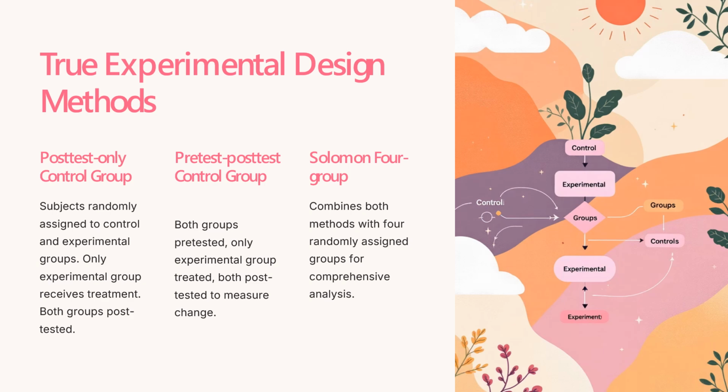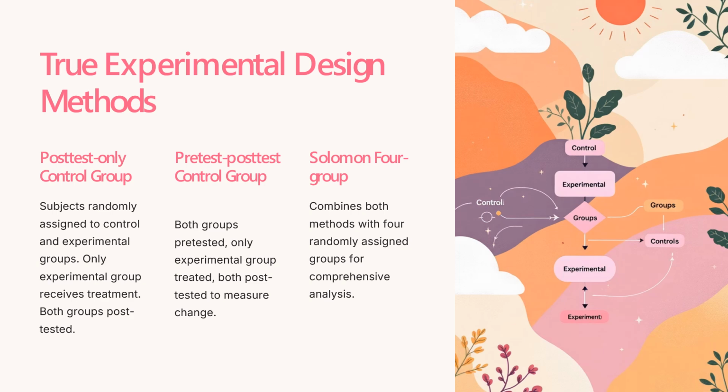The pre-test, post-test control group design. For this design, subjects are randomly assigned to the two groups. Both are pre-tested, but only the experimental group is treated. After close observation, both groups are post-tested to measure the degree of change in each group.